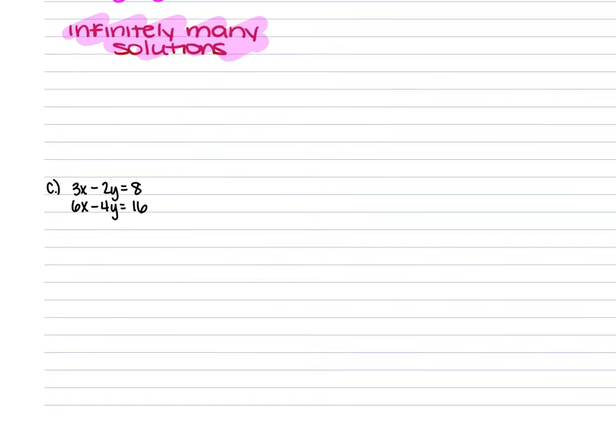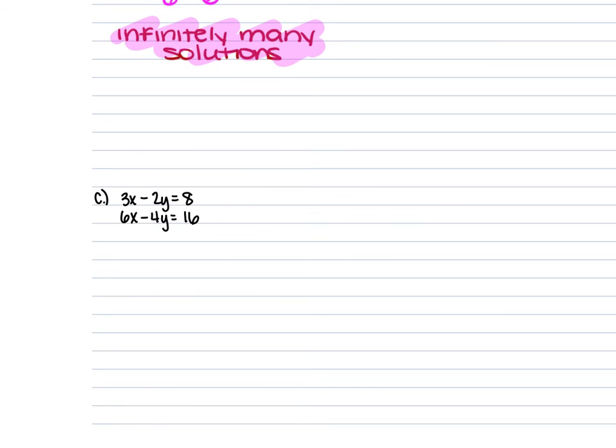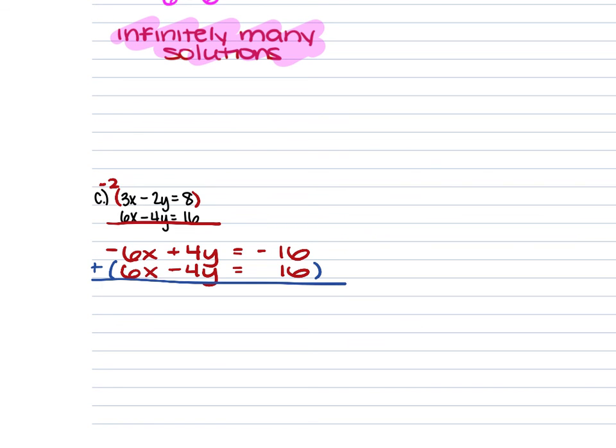For example C, we have 3x minus 2y is equal to 8, and 6x minus 4y is equal to 6. I'm going to choose to eliminate for this one and multiply that top equation by negative 2. This is going to give me a negative 6x plus 4y is equal to negative 16, as well as the one that I have on the bottom already, that 6x minus 4y is equal to positive 16. I'm going to combine these two equations by adding them.